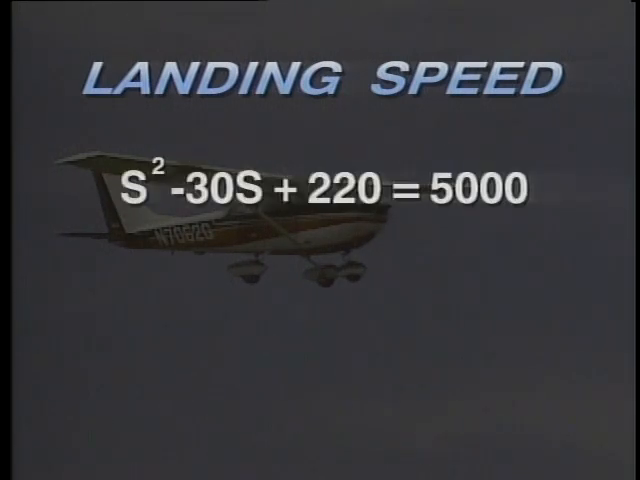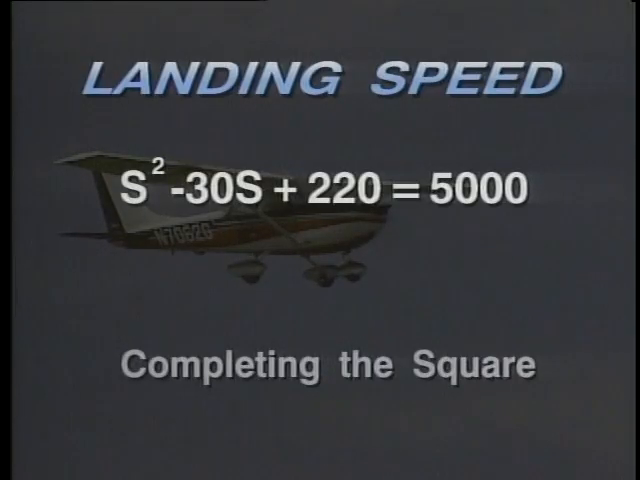Now, it would be great if this were a perfect square trinomial, but unfortunately, it's not. But I'm going to show you a technique for making it one. It's called completing the square, and it'll work for any quadratic equation. The first step is to make sure the coefficient of the squared term is 1. We've already done this. Now we'll subtract 220 from both sides.